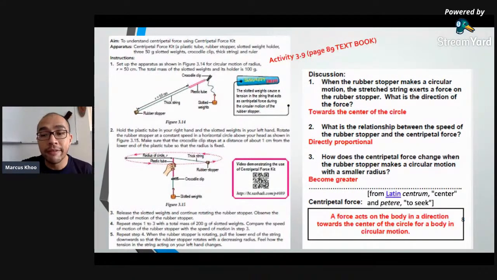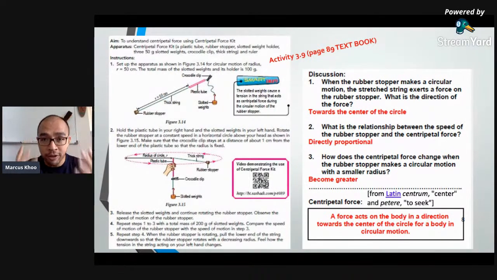Let me repeat the definition again. The centripetal force is a force that acts on a body, which is a satellite or the moon, in a direction towards the center of the circle for a body in circular motion. So the important thing for centripetal force is the object must be moving in a circular motion. Dia mesti bergerak dalam satu bentuk bulatan. If it is going straight, then it's no longer called a centripetal force.